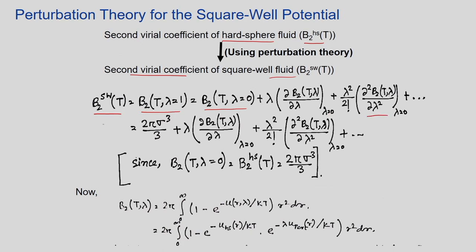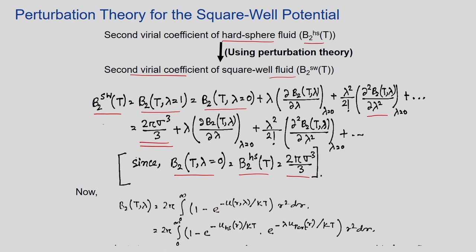This particular B2 at lambda equal to 0 is nothing but the value of the virial coefficient for a Hertzsprung fluid, which is known. B2 at lambda 0 is equal to B2 Hertzsprung, which is again a function of temperature, and is equal to 2 pi sigma cubed by 3. The sigma here is close to, or equal to, the molecular diameter. So then the other terms follow.